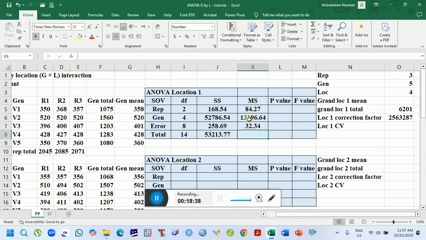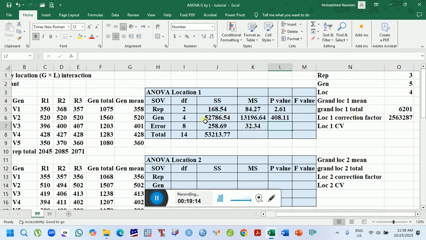Understand? And now we will calculate the probability value, is equal to replication mean square divided by error mean square. Press enter. Now genotype probability value is equal to genotype mean square divided by error mean square.